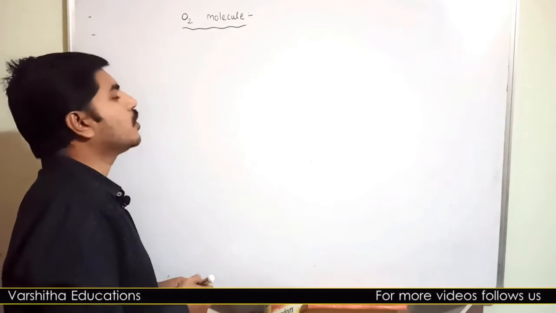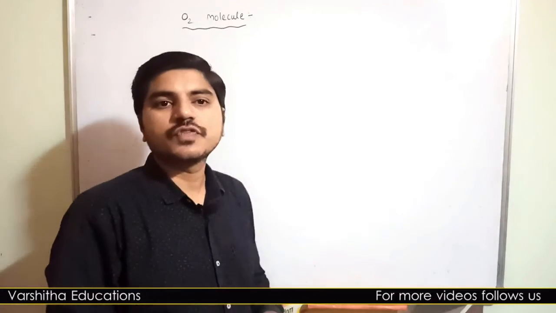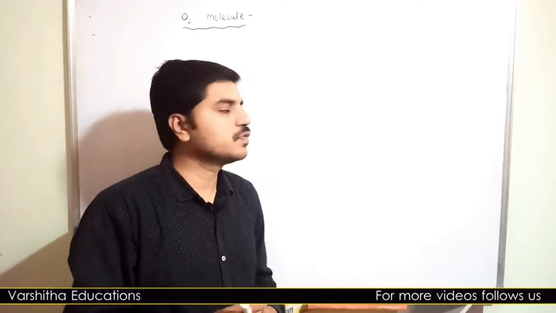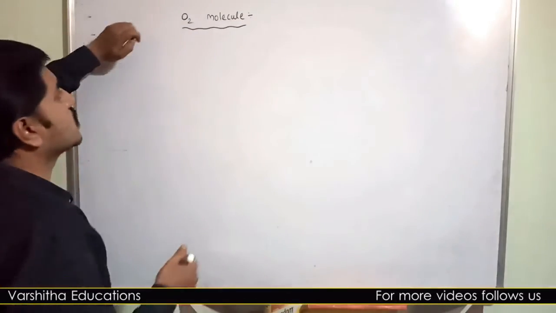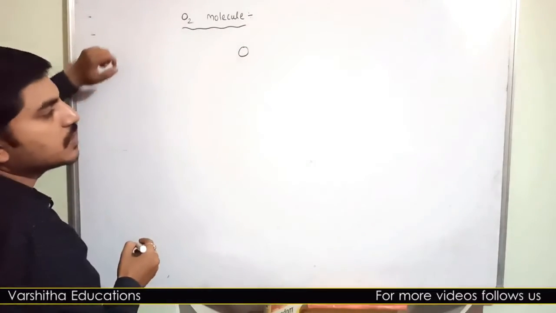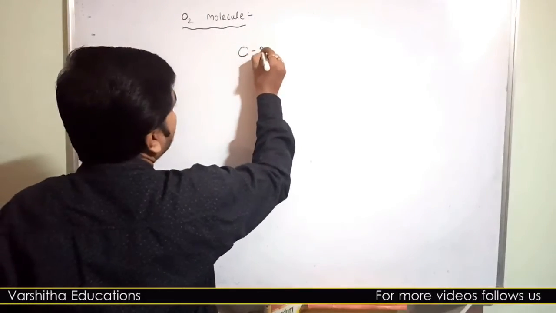So in that O2 molecule, this is another example of a covalent bond. The two oxygens are ready to share electrons and make a bond, so a covalent bond is ready to form. So I am going to draw the structure. First of all, before drawing the structure, oxygen has atomic number 8.